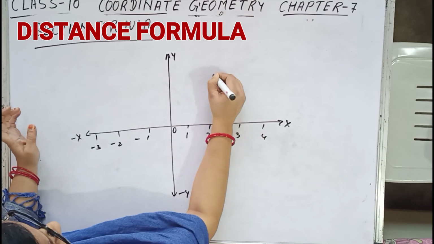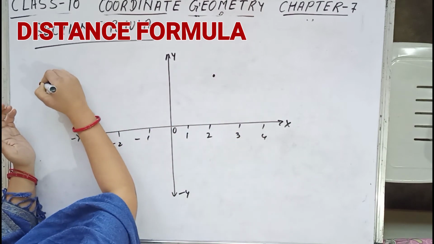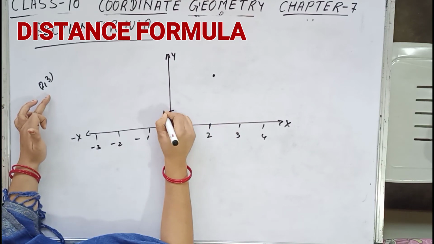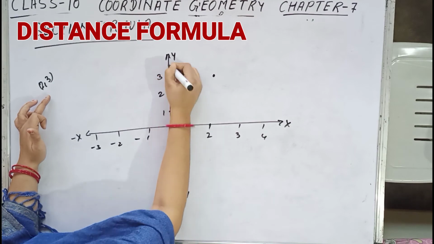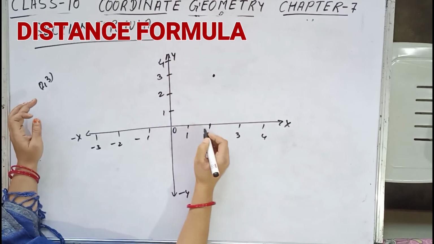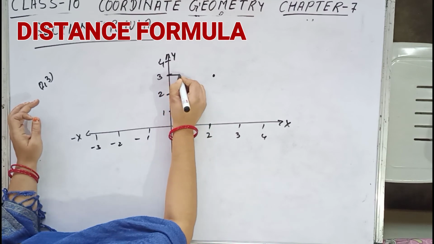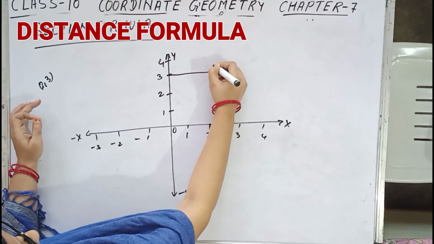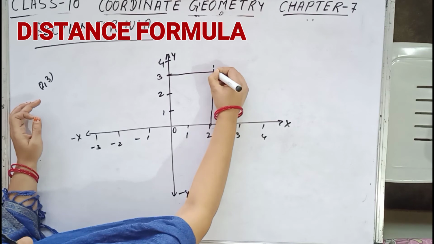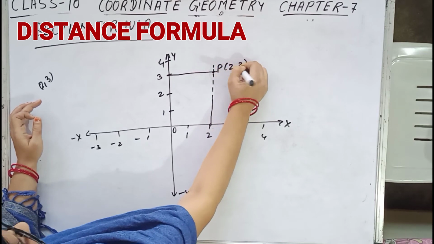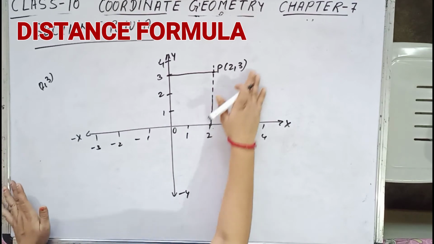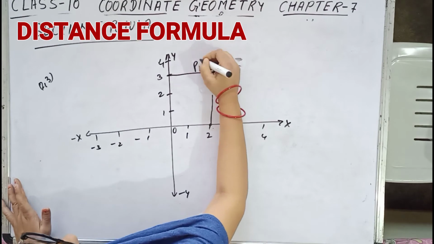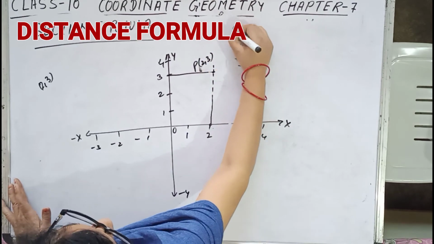Now suppose I have to plot a point, suppose (2, 3). For 2 I'll look at the x axis, and for 3, 1, 2, 3, and if it is 4, let it be 4. So I'll see 2 over here and 3 over here. I'll draw a line parallel to the x axis over here and draw a line perpendicular from here till 2. So this point will be P (2, 3). This you know. Now suppose another point Q is there.